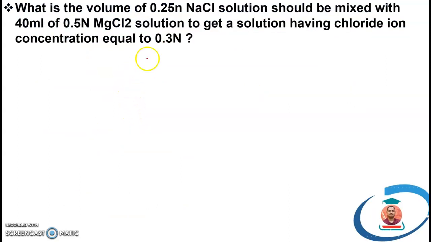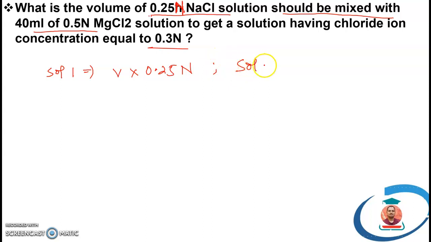What is the volume of 0.25 normal, it will be capital N, NaCl solution that should be mixed with 40 ml of 0.5 normal MgCl2 solution to get a solution having chloride ion concentration equal to 0.3 normal? So we have two solutions. Solution 1, we don't know the volume, so V, and its strength is 0.25 normal. And solution 2 is 40 ml and its strength is 0.5 normal.